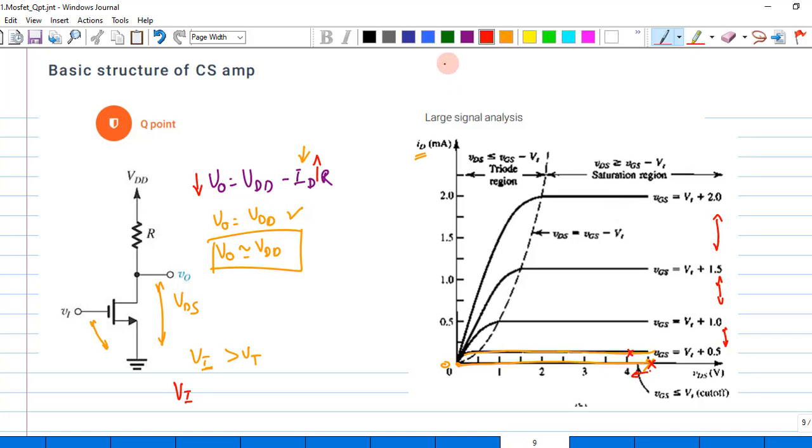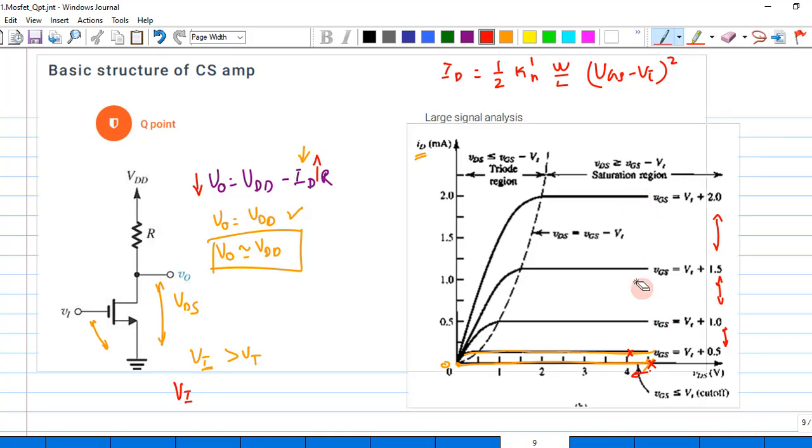Because the current in the saturation region is defined as K dash W by L, times VGS minus VT the whole square. Because of the square relation, the current has a quadratic relation. So as you increase the value of VGS in equal steps, the currents will not be in equal steps. They will have unequal steps, just because of the square relation. So we will not mind that.